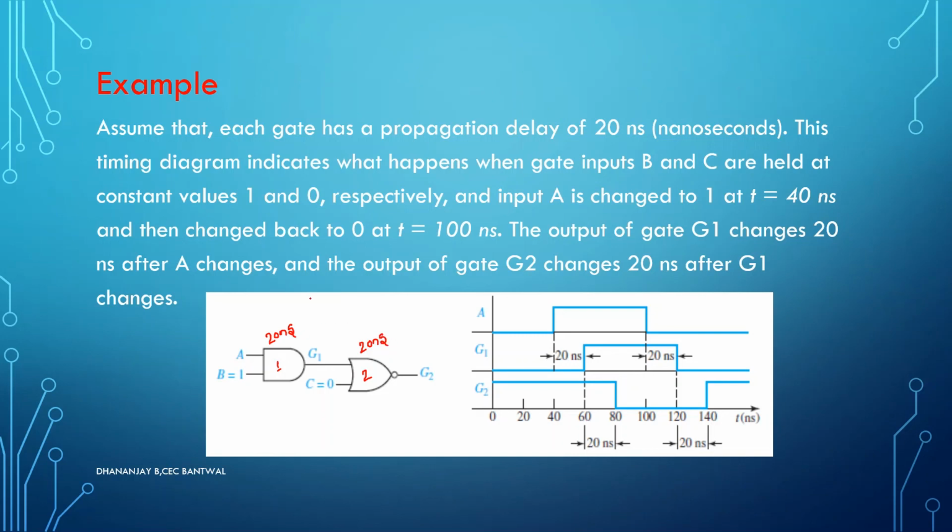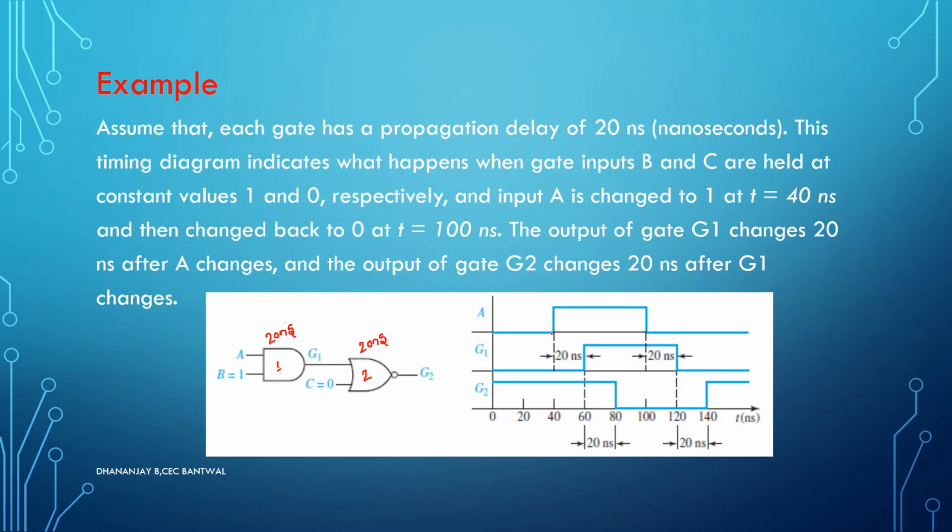This timing diagram indicates what happens when the gate inputs B and C are held at constant values 1 and 0 respectively, and the input A is changed to 1 at t equal to 40 nanoseconds and then changed back to 0 at t equal to 100 nanoseconds. Basically, this diagram is all about the indication of the time delay. See here, A is your input.